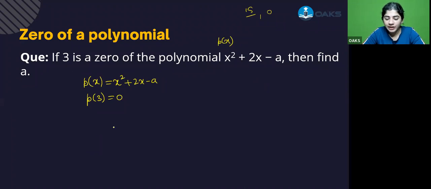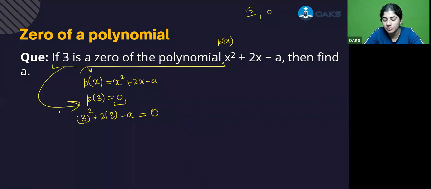Okay, let's see what we need to do here. P(3) is equal to 0 means we have to put 3 here. So p(3) means 3 square plus 2 into 3 minus a, it is equal to 0, as given. Simple. We are given that 3 is a zero, so we have written p(3) is equal to 0. Now we put x is equal to 3 and the value of the polynomial is 0. Now what do we get? 3 square is 9 plus 2 into 3 is 6 minus a is equal to 0. So we get 15 minus a is equal to 0. What is the value of a here?